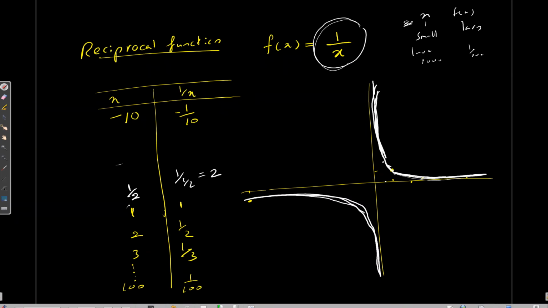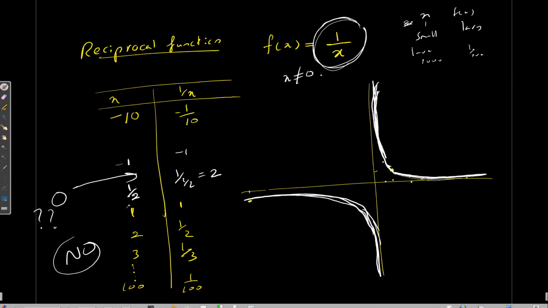But we have one exception here. Well, I can put negative 1 here, negative 1 right in the middle. Do I put 0? That's the question. Well, the answer is no, because you cannot divide by 0. So x has to be non-zero. So this function, guys, consists of two pieces. Even though it's one function, it consists of two pieces. And this point right here, we omit it. We do not have 0 in our domain.